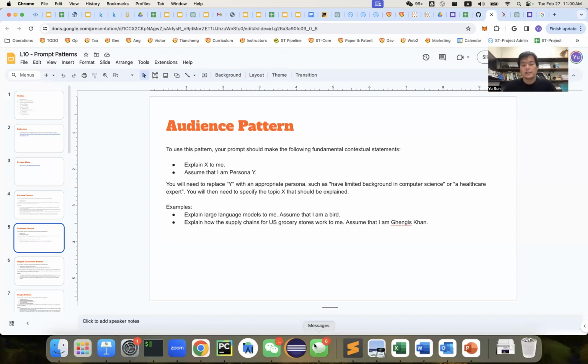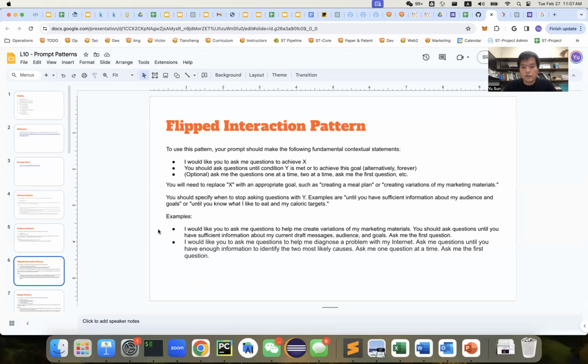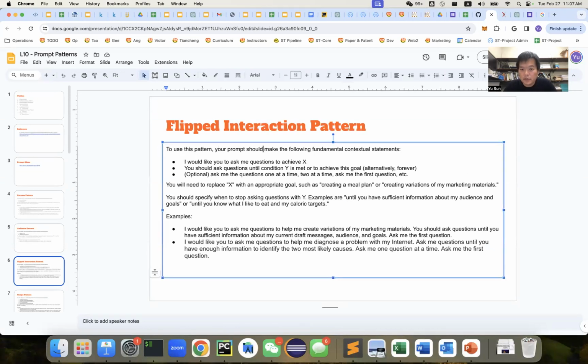All right. So both of these are similar and very simple, okay, guys, but obviously extremely practical. Let's take one more pattern. The third one I picked from the paper is called the flip interaction pattern. To use this pattern, your prompt should make the following fundamental contextual statements.